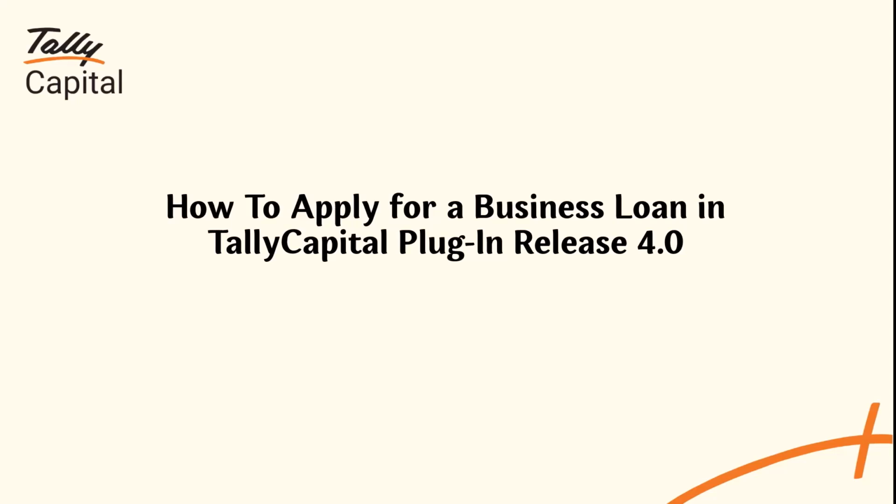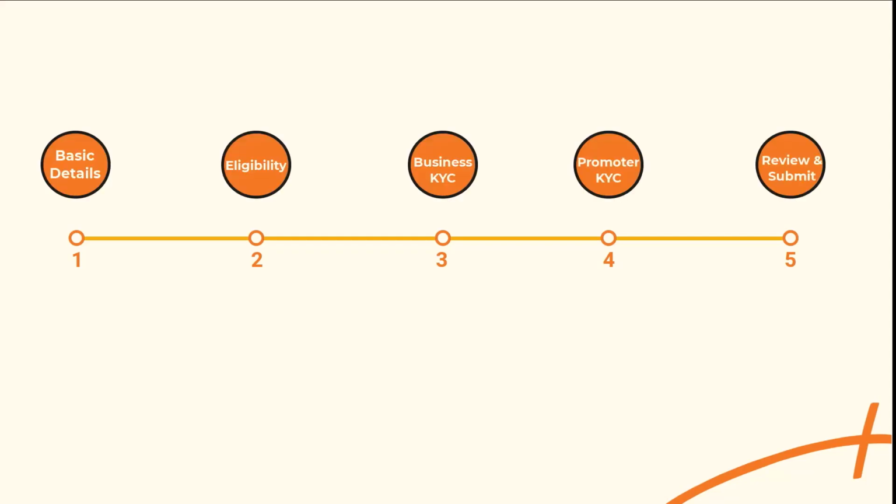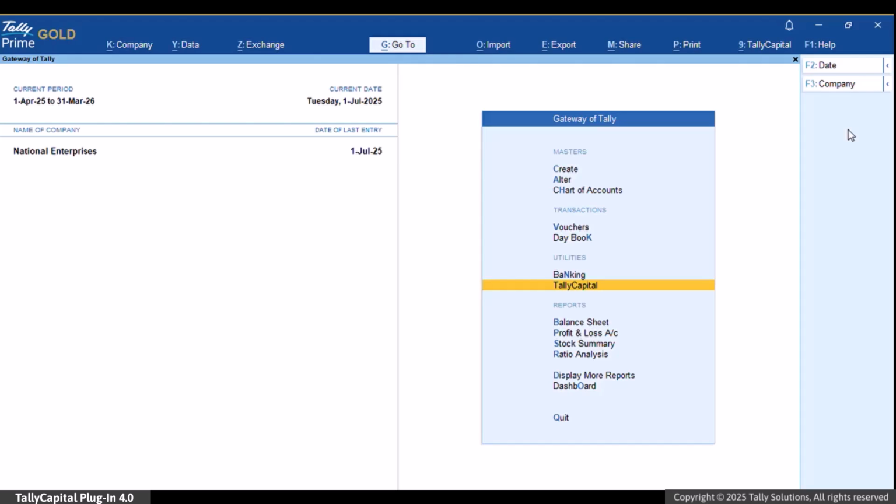In this video, you will learn how to apply for a business loan in Tally Capital Plugin Release 4.0. The entire loan application process is divided into 5 simple steps: basic details, eligibility, business KYC, promoter KYC, review, and submit. Let's begin.